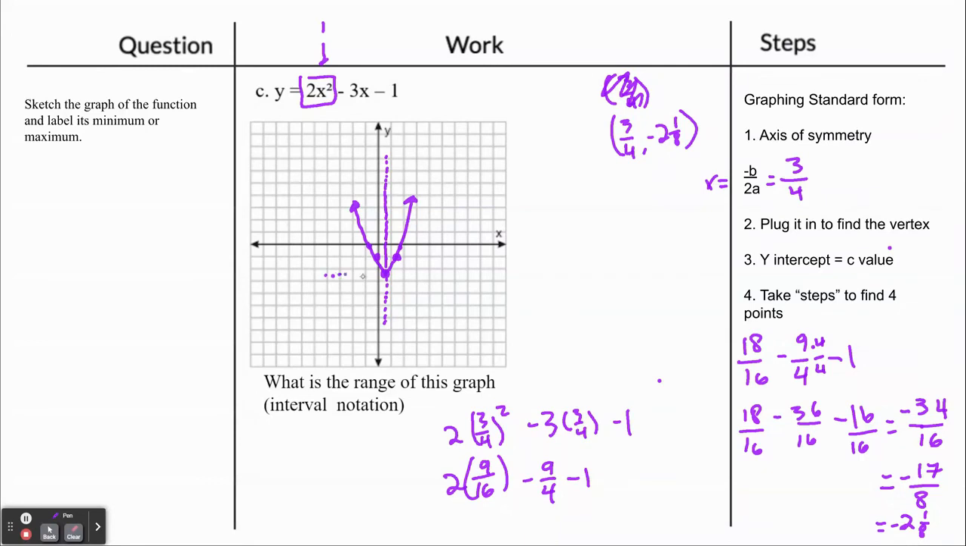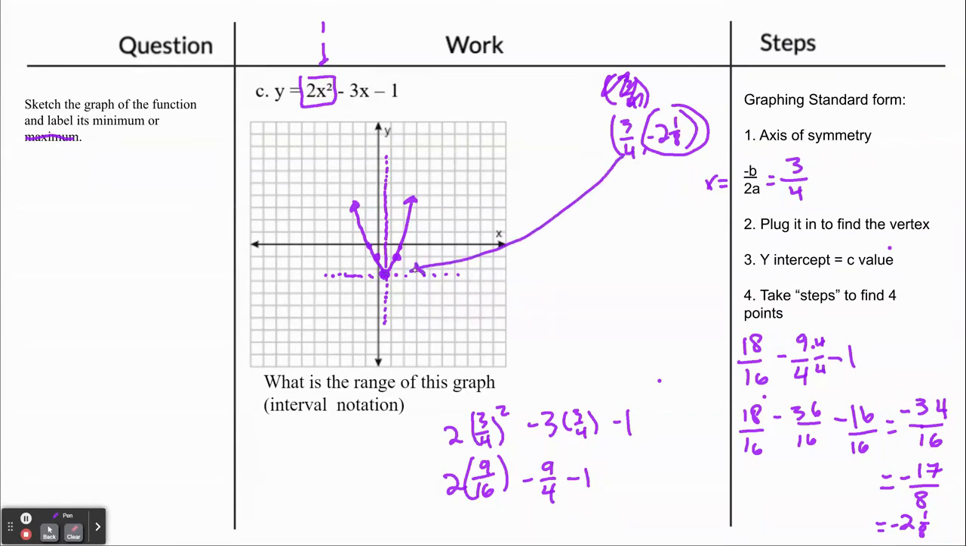Well, the minimum here, the lowest possible y value, there is no maximum because it goes on forever upwards. But the minimum here is negative 2 1/8. So that's the y value of the vertex there. So looks like here is my minimum at the vertex.